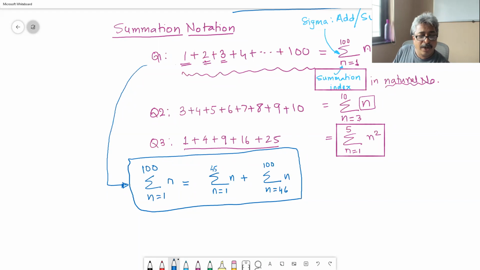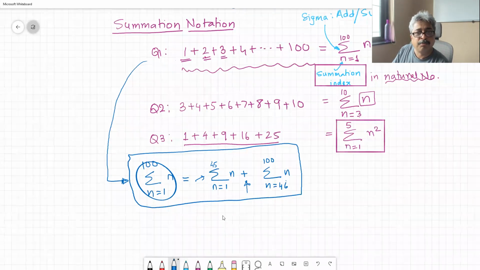So I just want to have one more property of sigma. Can I break it up in two parts? How many terms are there in this? 45. How many terms are there in this? 55. Practically I can break it up in whatever number of steps that I want, because sigma is addition and anyway I am doing addition. Therefore it is overall addition. So you can break it and create whatever number of sigmas that you want, no problem. Next property.